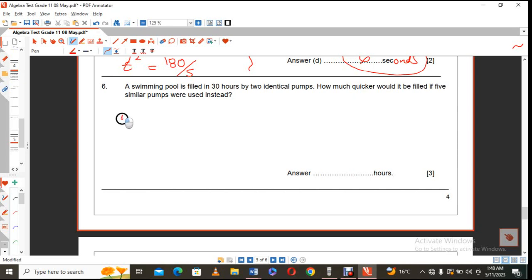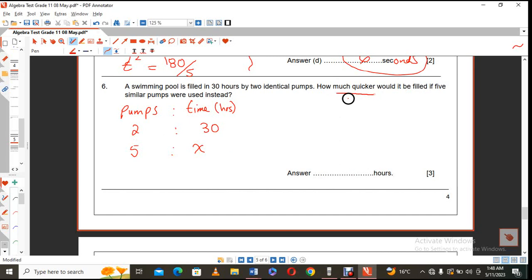So let me just use my ratio method to compare. I know that the number of pumps is 2 identical pumps, and let's suppose this is the time, and this time here is in hours. It takes 2 pumps 30 hours to fill the swimming pool. How much quicker would it be if you use 5 similar pumps? So under the pumps, 5, and I will put x here.